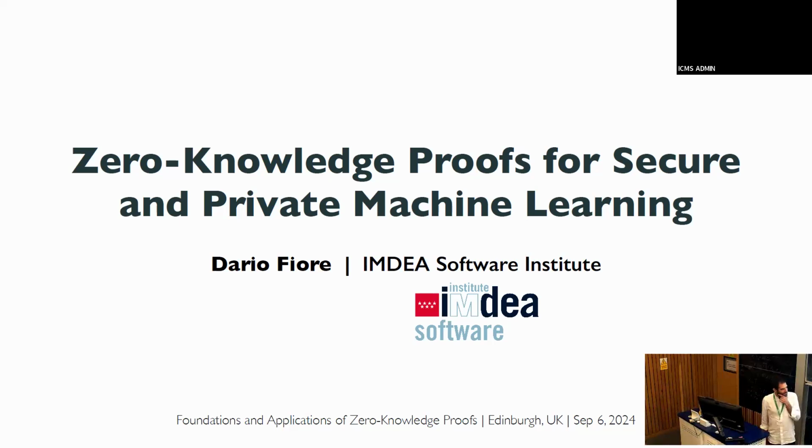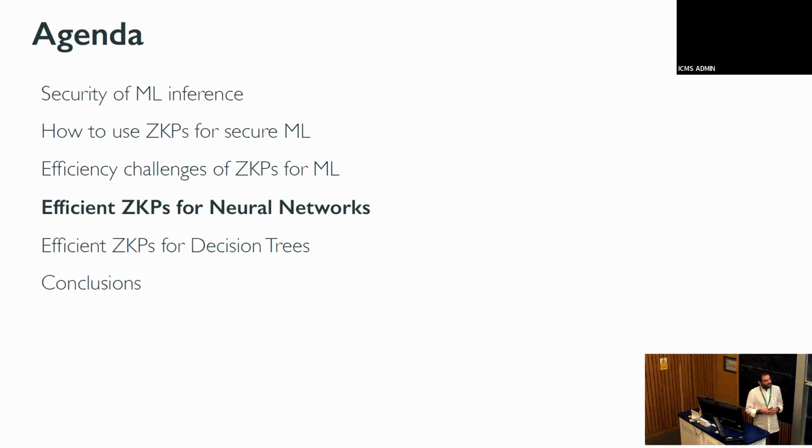So yeah, I'm going to give two talks about applications of zero knowledge proofs. This first talk is on zero knowledge proofs for secure and private machine learning. So let me tell you what the agenda is so that I can set some expectations.